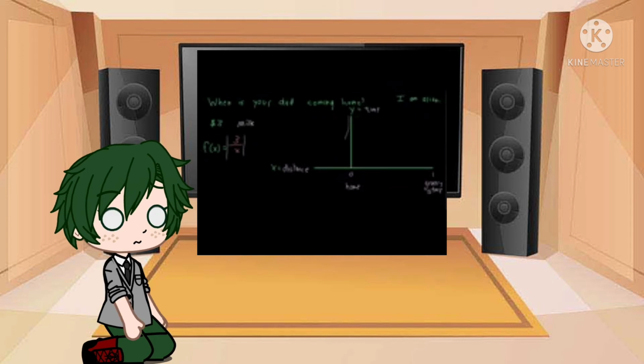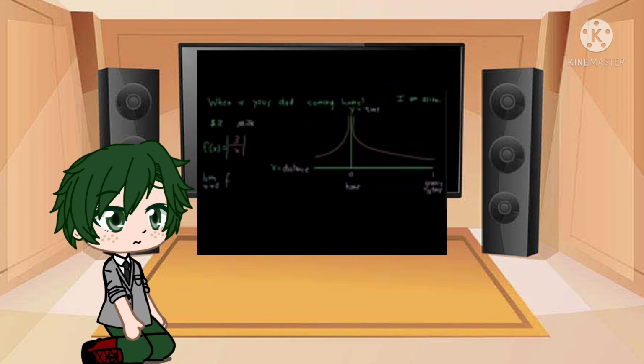If we graph that out, the function looks something like this. In order to find out when your dad arrives home, we must take the limit as x goes to 0 of the function f of x. Actually, let's switch to a different color here, f of x. Basically, as the x value approaches 0, what value does the y value approach? As you can see on our graph, the y value, or time it takes until your dad gets home, approaches infinity.